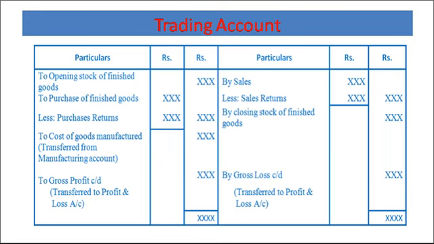The debit side of the trading account relates to the direct expenses. So opening stock of finished goods is the first item, second item, purchase of finished goods. If there are any purchase returns, we need to deduct them from purchases, and then the cost of goods manufactured. And finally, on the credit side, sales we require to maintain. If there are any sales returns, we require to subtract them, and closing stock. And find the difference between credit totals and debit totals.